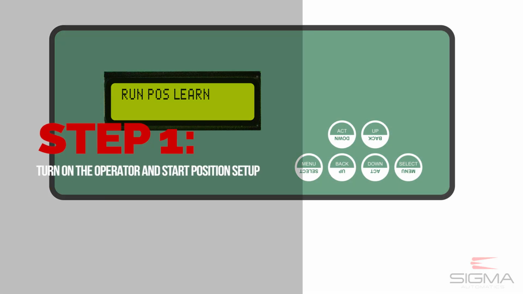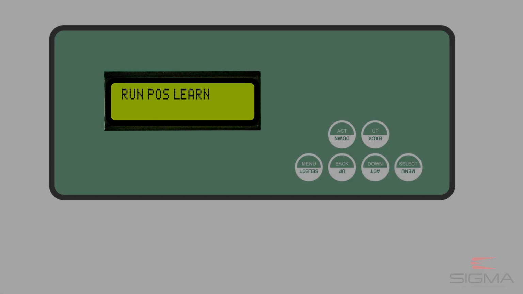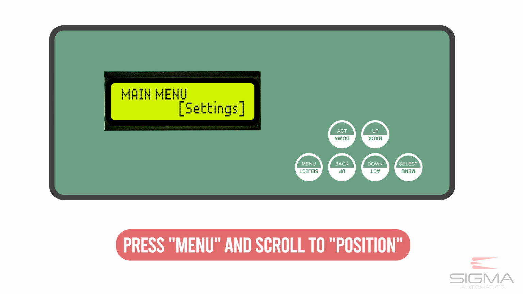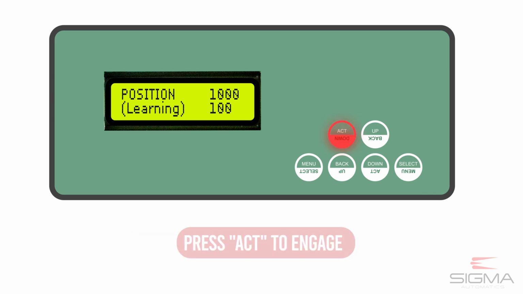After installing your operator, turn it on. You'll see a run position alert displayed. To begin, press the menu button, scroll down to the position parameter. Press the select button to select the position parameter. Press the Act button to engage it.